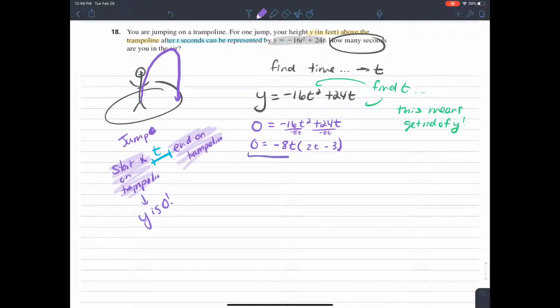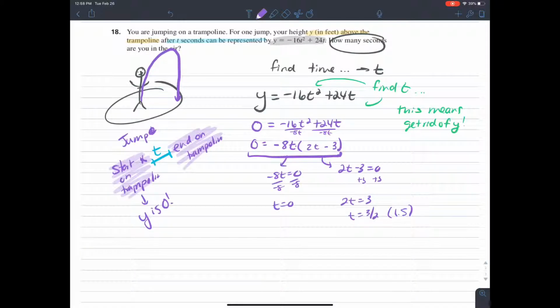So if we have a polynomial equation that's equal to 0 in factored form, one of those things must have been the reason that we got 0. So here, negative 8 times what number would have been 0? Well, that number would have been 0. And over here, if I add 3, I get 2t is equal to 3. So t is equal to 3/2, which is 1.5.